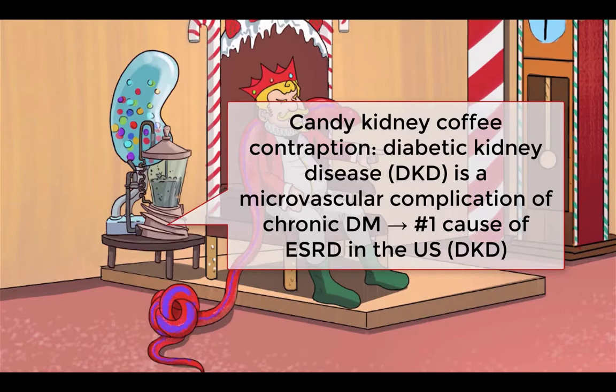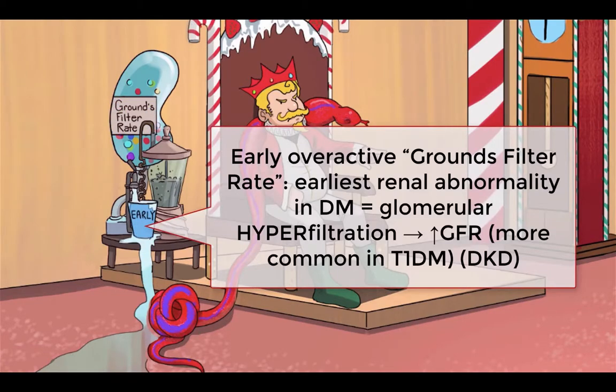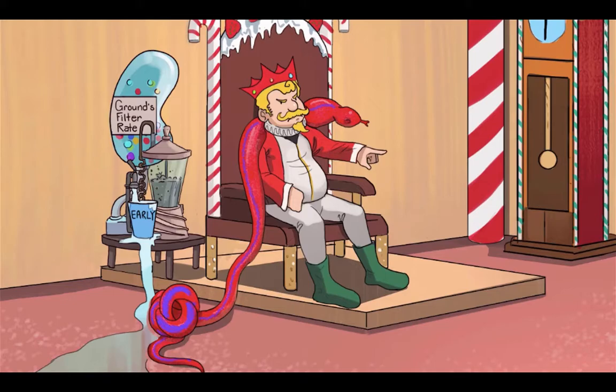Diabetic kidney disease typically develops after about 10 years in type 1 diabetes, but may present at diagnosis in type 2 diabetes. Diabetic kidney disease is the number one cause of end stage renal disease in the United States, but it doesn't develop overnight. Though it seems counterintuitive, the earliest renal abnormality in patients with diabetes is, in fact, glomerular hyperfiltration, leading to increased GFR. So we've turned this glomerular filtration rate coffee machine to full blast. This phenomenon is more common and more pronounced in type 1 diabetes compared to type 2.